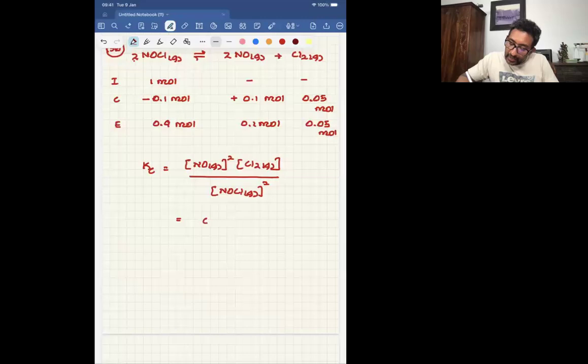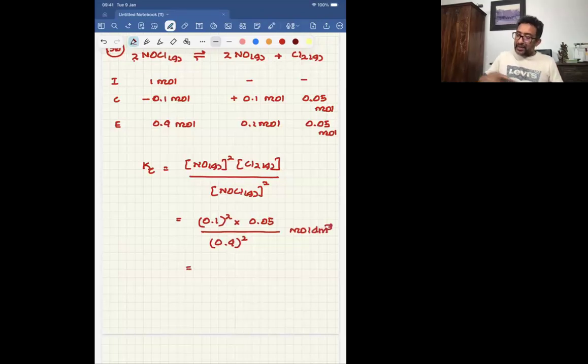NO 0.1 squared multiplied by 0.05 divided by 0.9, 0.9 also squared. So what is the unit? Moles per cubic decimeter. Kc, that's what they ask. So what is the value?